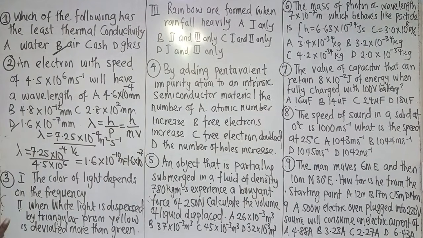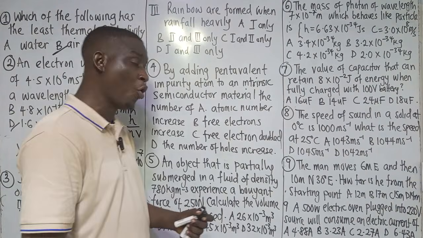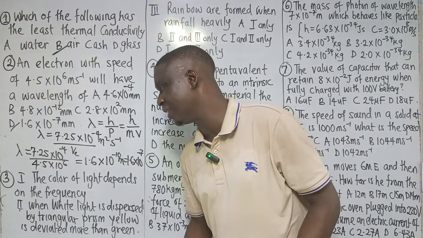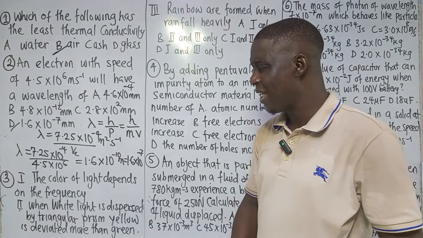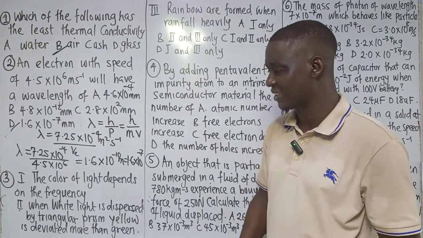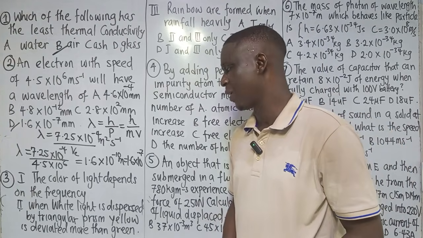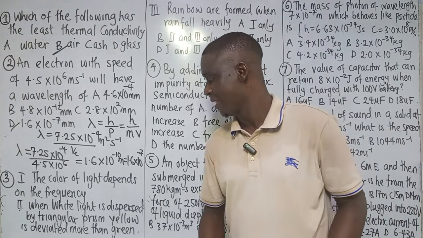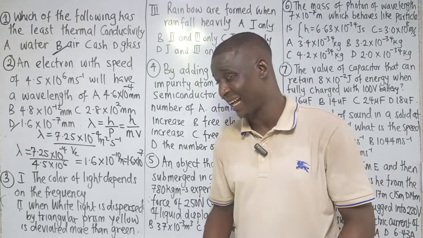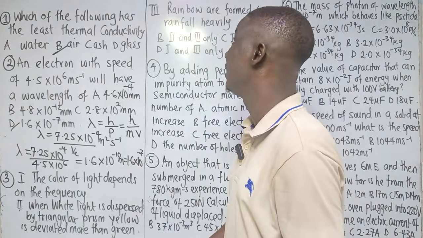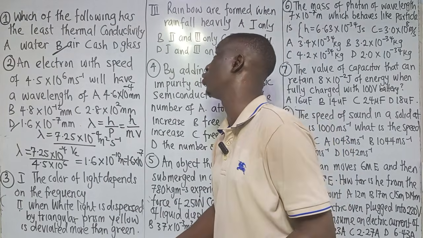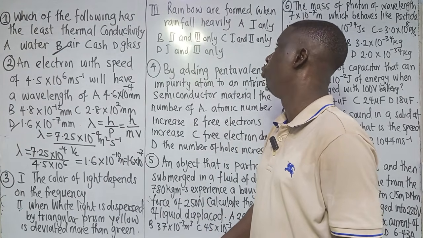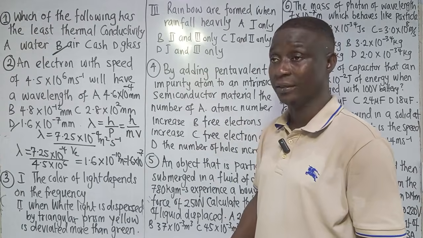Now, the next question says: Roman figure 1, the color of light depends on frequency. Roman figure 2 says, when white light is dispersed by a triangular prism, yellow is deviated more than green. I think that is false. You cannot say yellow is deviated more. Let's look at the third one. It says rainbows are formed when rain falls heavily.